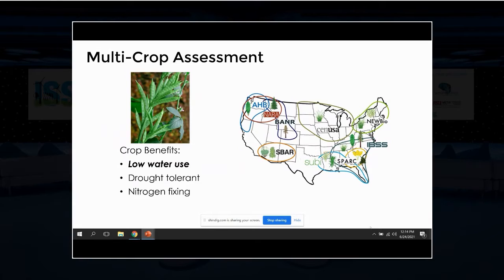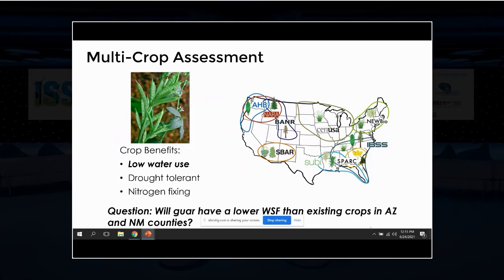Prior to me analyzing the water scarcity footprint in this region, we really just thought about this crop as using less water. So it was a total cumulative water, and that's why we would tag this crop as low water use. But as I've shown, that's not always enough. We need to consider when water is available and the whole irrigation regime. So I've pitched a new question, which is, will guar have a lower water scarcity footprint than existing crops in Arizona and New Mexico? If we adopt this crop, will it lower the water scarcity footprint?